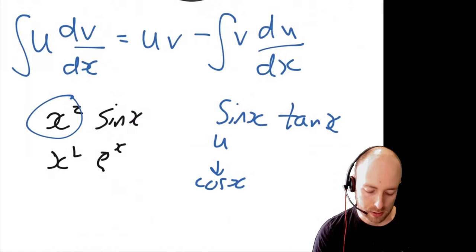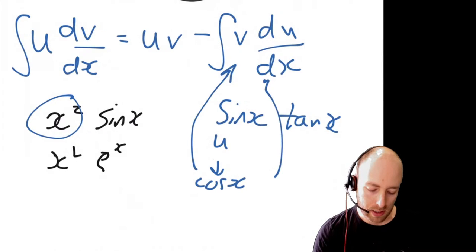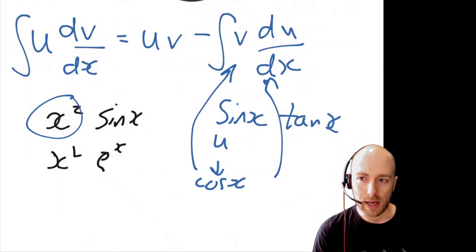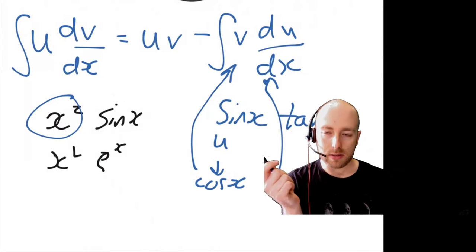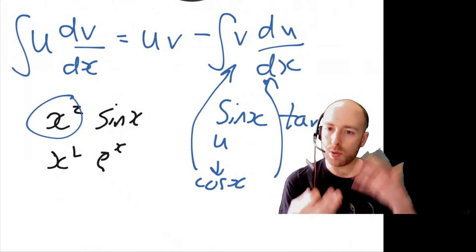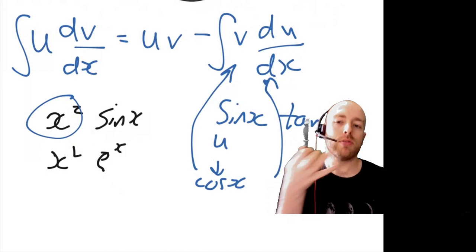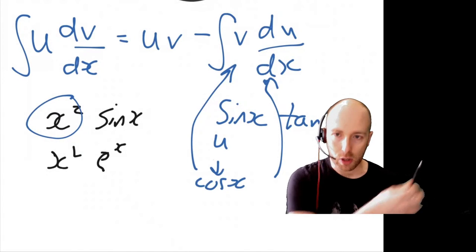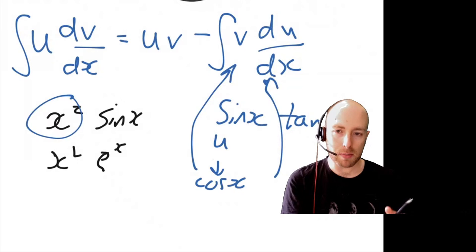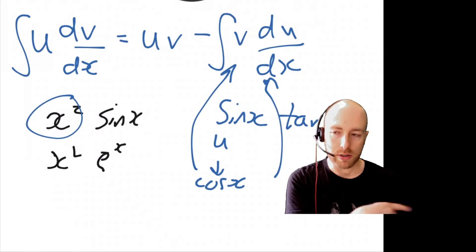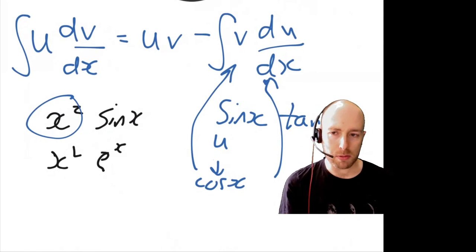Cool. So then your answer would have cos over here and tan over here, and you're basically in the same boat where you started. So we haven't reduced anything. The whole point of by parts is it tries to reduce something each go. And when you've reduced your integral, it then becomes easy. So after a few by parts iterations, you're left with something that's just simple to integrate.